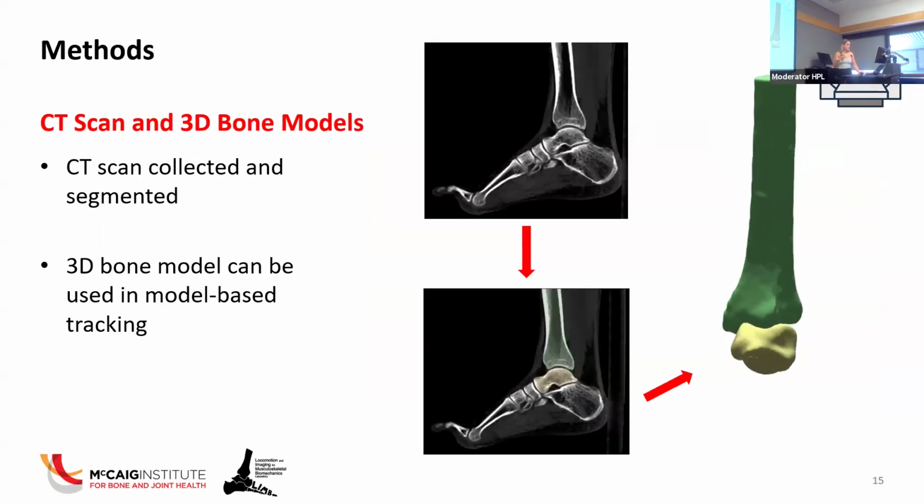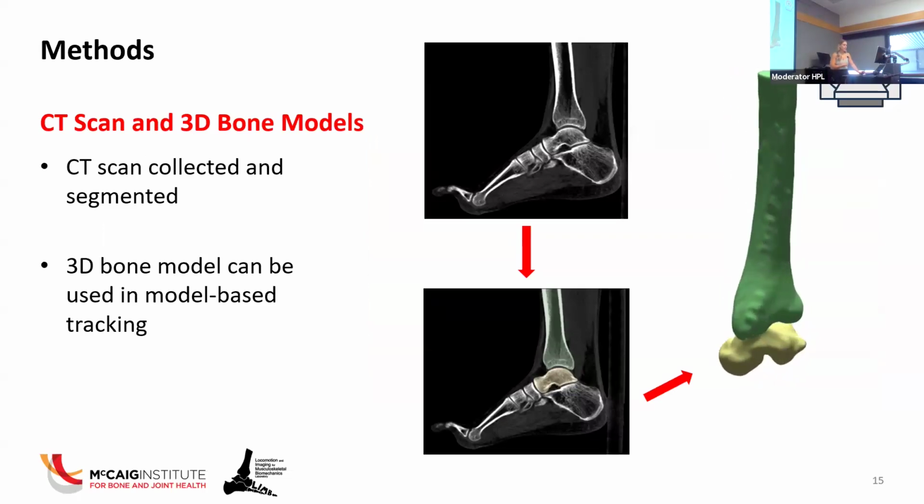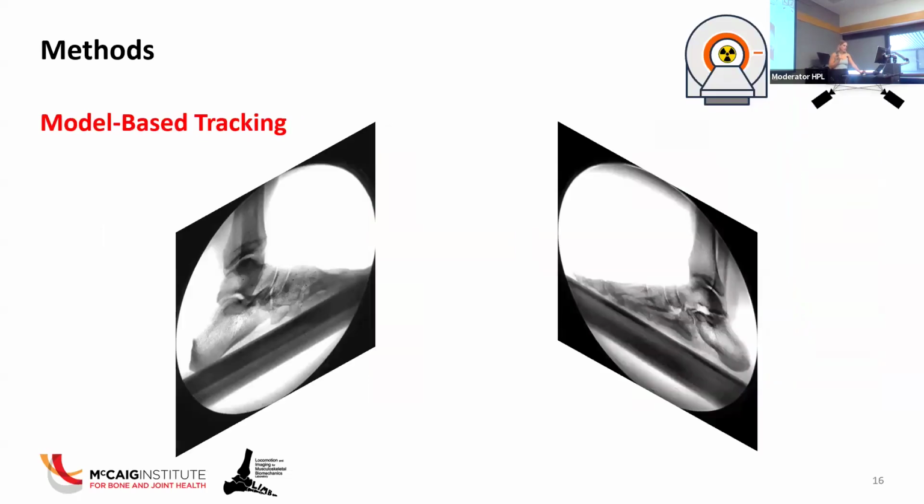The CT scan produces these 3D bone models by our segmentation, and this is what we're using in the next step with the model-based tracking. So model-based tracking, again, sorry, I've stolen some visuals from somebody else, but these radiographs are our 2-dimensional images. And then we're able to bring in these 3-dimensional bone models. And then based on this manual model-based tracking, we're able to see how these bones move in space.